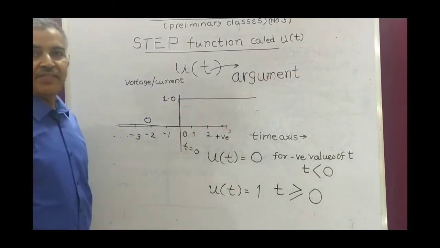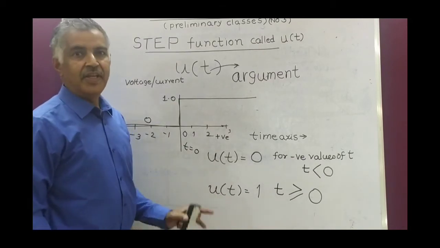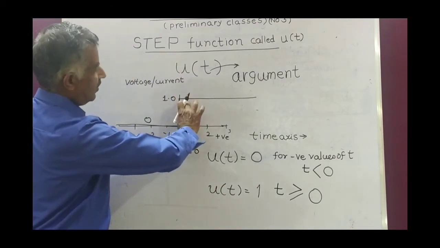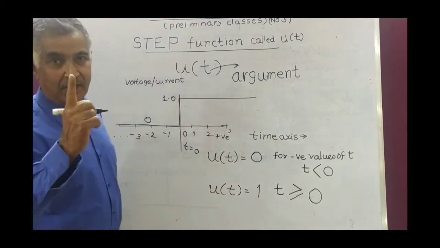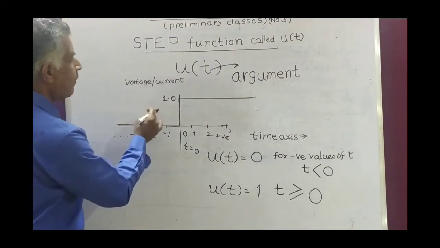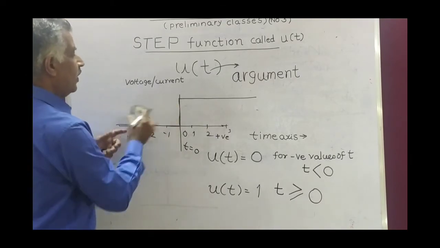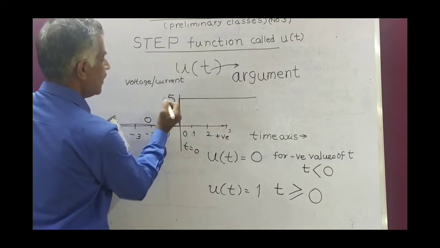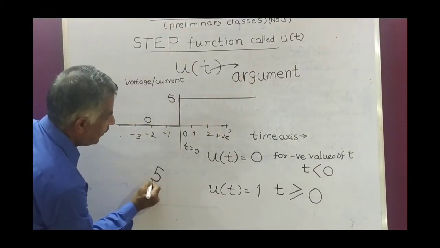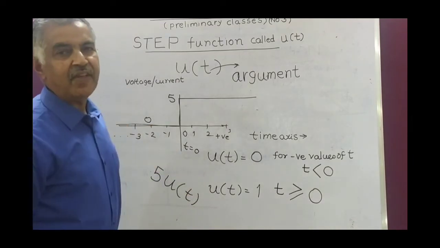This is what is called a step function. It is called the unit step function. Unit in the sense that this difference in the level is 1. Or it need not be 1. For example, if the level is 5, then this step function is written as 5 times u(t). So it gets multiplied with 5.